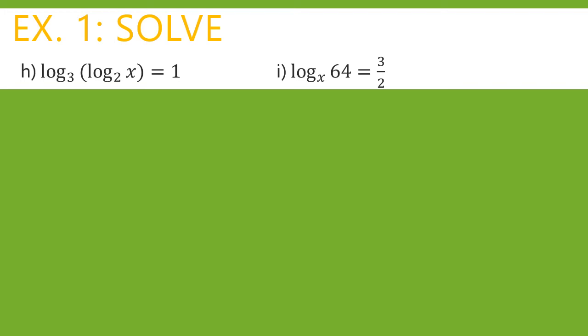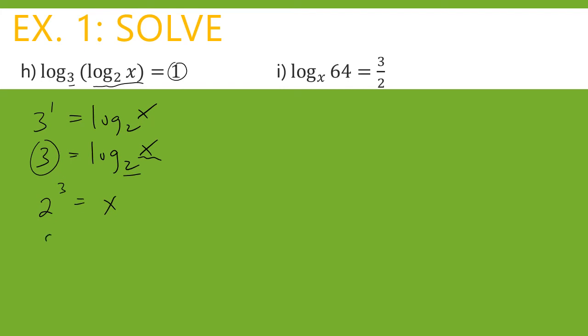Still solving. They look weird, but treat them the same way. Base, exponent, answer. Base, exponent, answer. Okay, now we just repeat the process. Base, exponent, answer. 2 cubed is 8. So that was just one log hidden inside of another one. You just had to do the same thing twice.